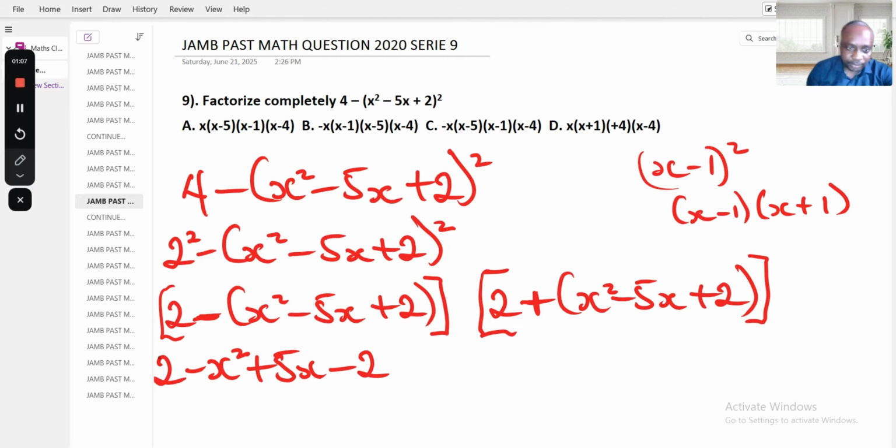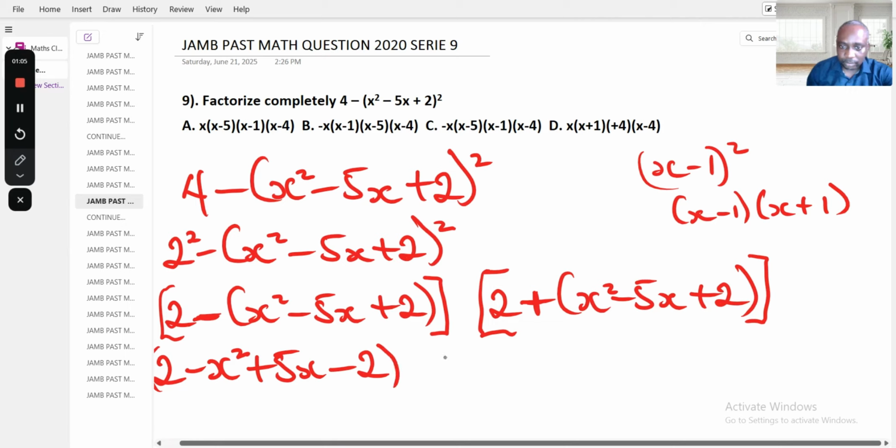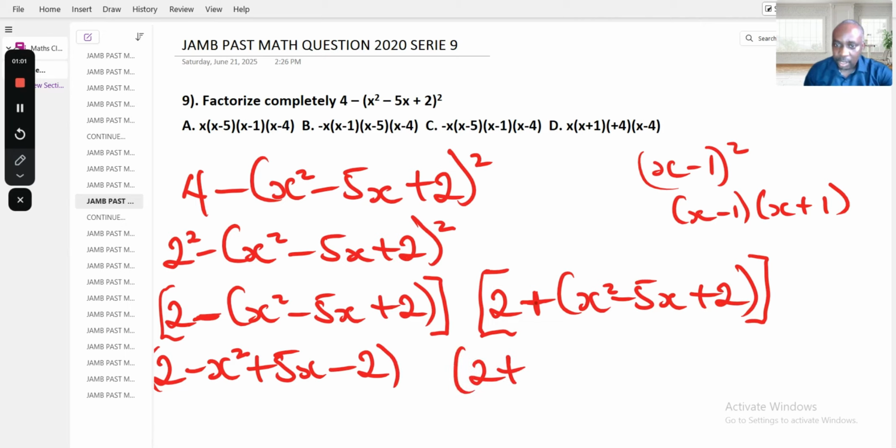The next one: plus times x squared is x squared, plus times minus gives us minus 5x, plus times plus gives us plus 2. Now we have opened this bracket as well.